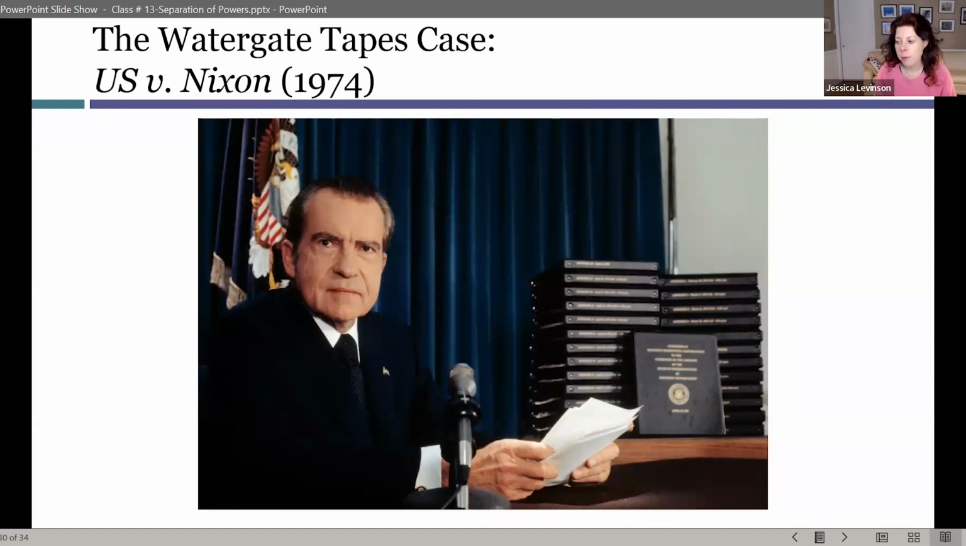Last bucket, bucket number three, immunity from civil damages while you're in office, but the suit is based on conduct that you took out of office. That's the President Clinton situation where he's sued by Paula Jones, and it's based on actions that he took or didn't take before he was president. What is the rule in that case? No protection, no immunity. So those are our three buckets. If you want to make a chart, please make a chart, but that's where we're going today. So we're going to start with the tapes case.